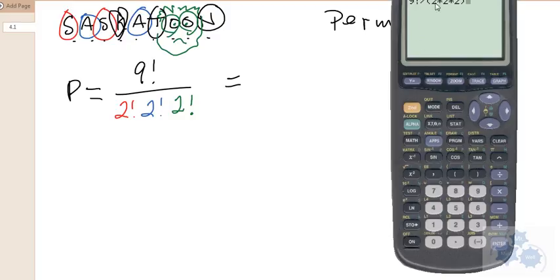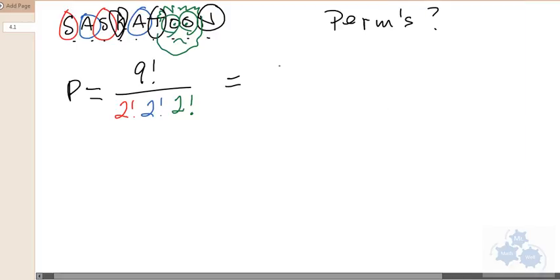This is how you would set it up in your calculator. Make sure you use brackets, because if you don't, it's going to do 9 factorial divided by 2, and then do that calculation first, and then multiply that by 2, and then multiply it by 2. But we want the 2's in the denominator. So, do you get a big, huge number like this? 45,360? Yeah? Okay. That's a pretty big number.